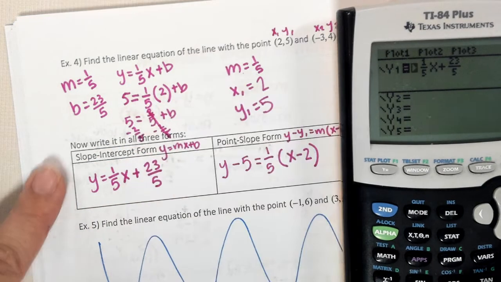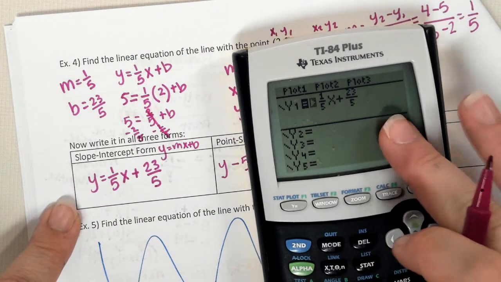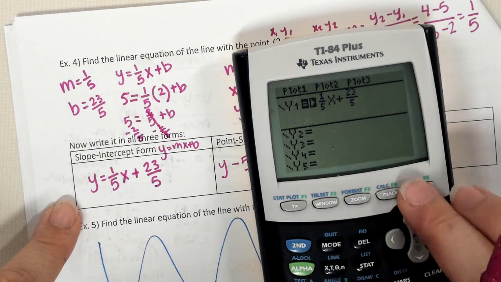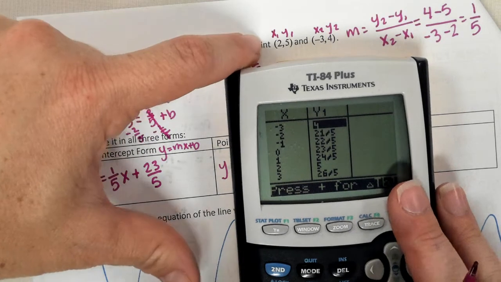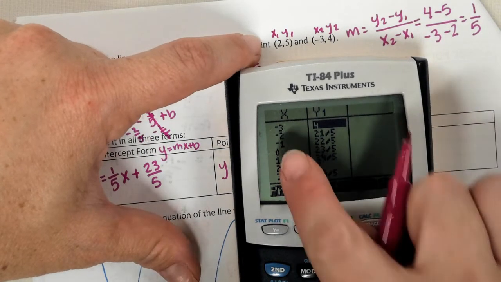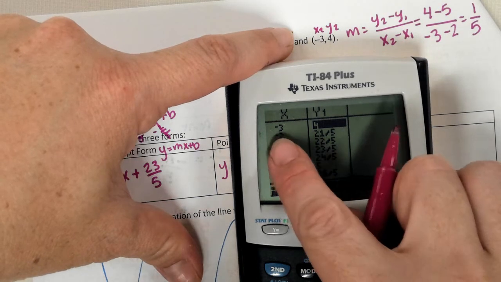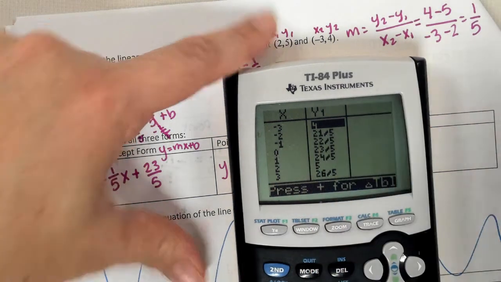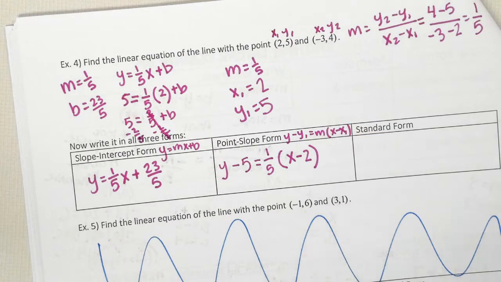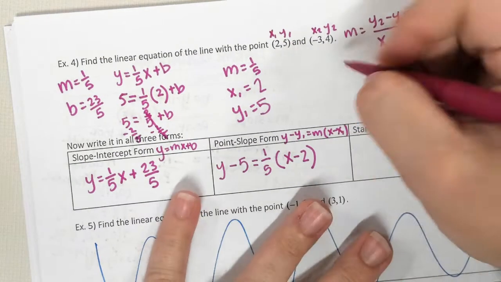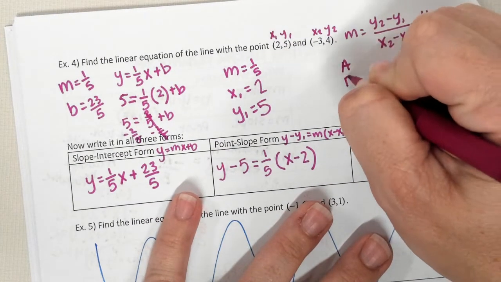And a y equals equation, can I type that in my y equals? And I can go to my table. Do I see the point 2, 5? Do I also see the point negative 3, 4? Yes. So is it correct? Yes. Okay, so knowing that, last but not least, we're finding standard form.